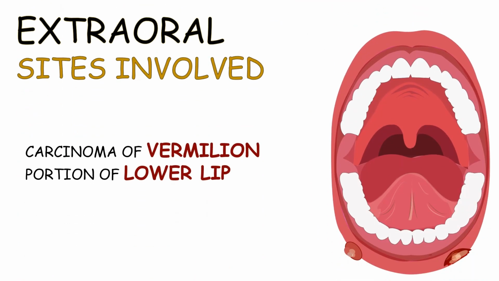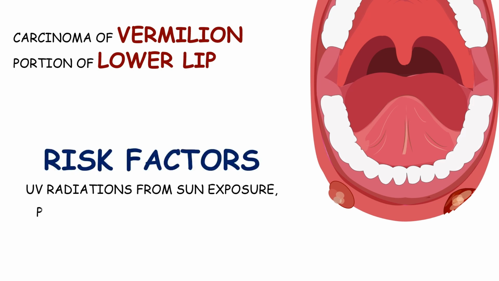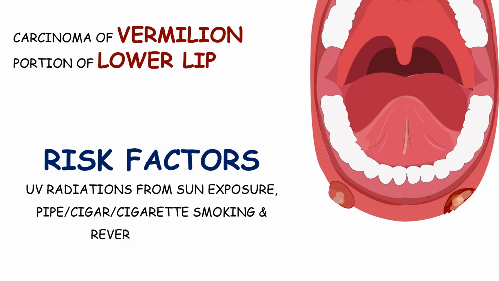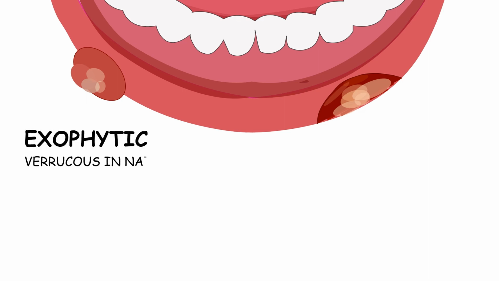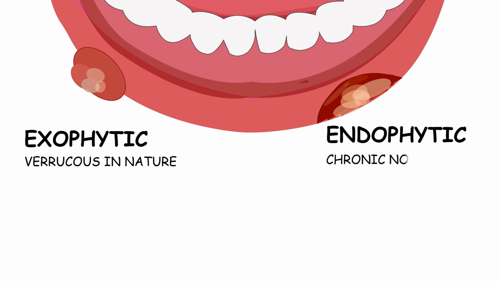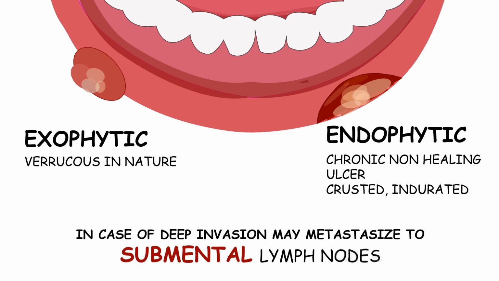The extraoral site affected by squamous cell carcinoma is the vermilion portion of the lower lip. The risk factors include ultraviolet radiation from sun exposure, pipe, cigar, cigarette smoking, and reverse smoking. Squamous cell carcinoma of the lower lip may be of an exophytic type, that is verrucous in nature, or an endophytic type where there could be a chronic non-healing ulcer that is crusted and indurated. In case of a deep invasion, it may metastasize to submental lymph nodes.